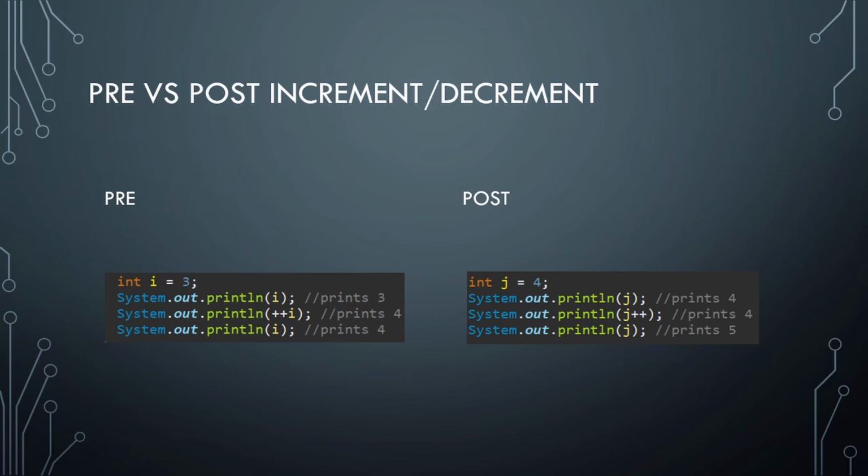So the use case of pre versus post is, if you need to get the new value and use that new value immediately, you should use ++i, or you should use ++variable. If you don't care, then post is perfectly fine. But if you care, always use ++variable. Don't use variable++.